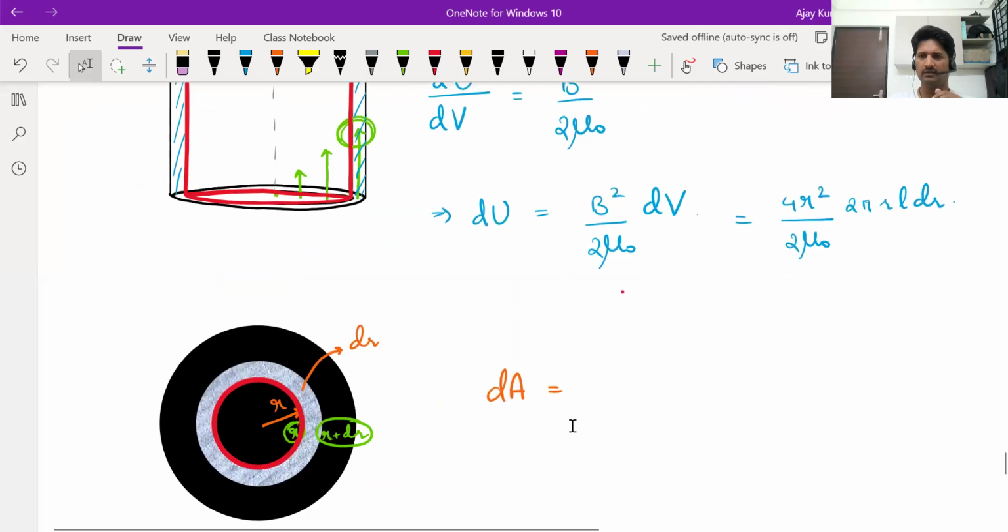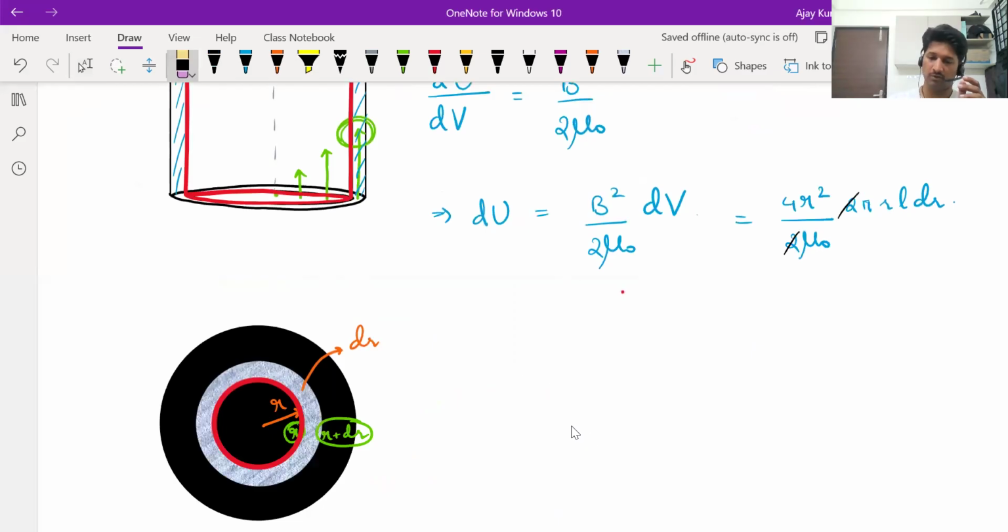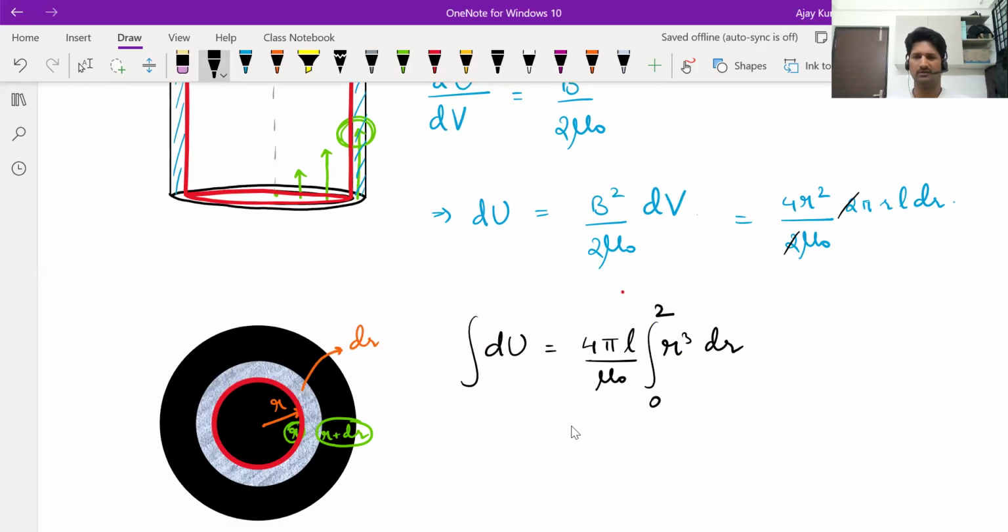If you integrate properly, you'll get the total energy in that space. So let's complete it. 4r square by 2 mu naught, the 2's will get cancelled anyway. So the small amount of energy present in the wall of that thin hollow cylinder is 4 pi L by mu naught r cube dr. And if you want total energy, you integrate this with the limit 0 to 2. That's all.